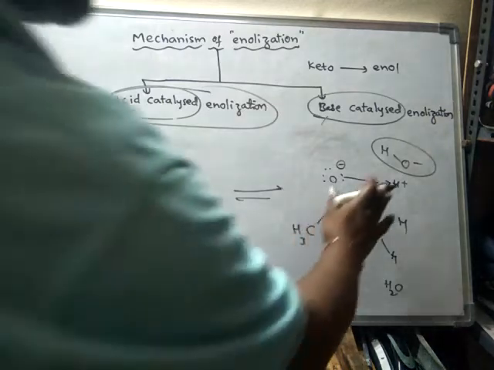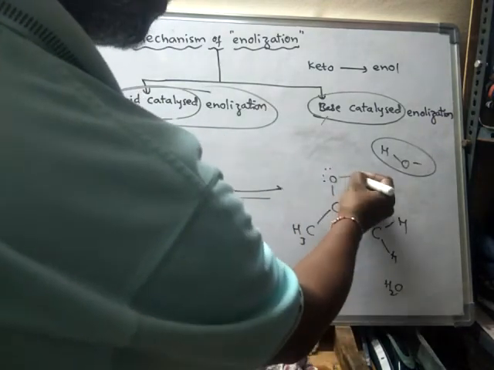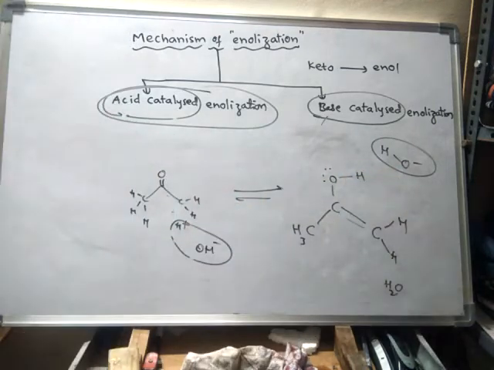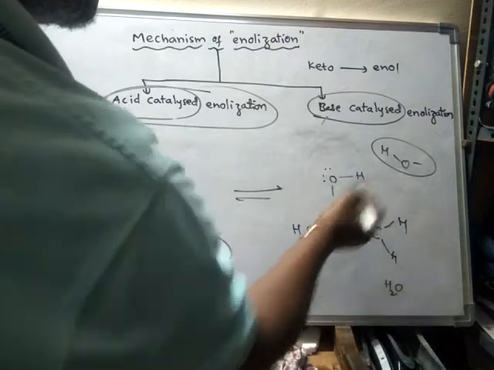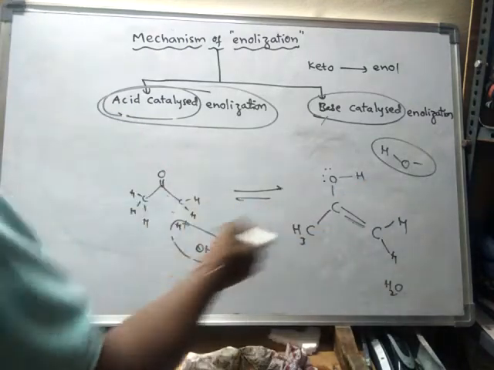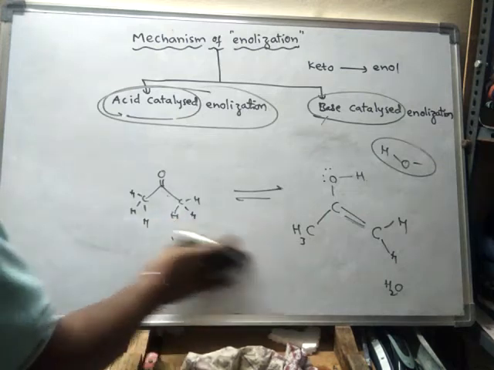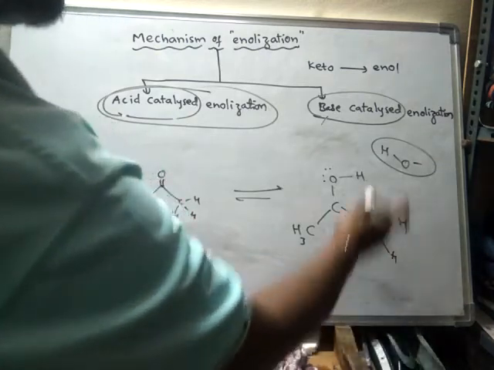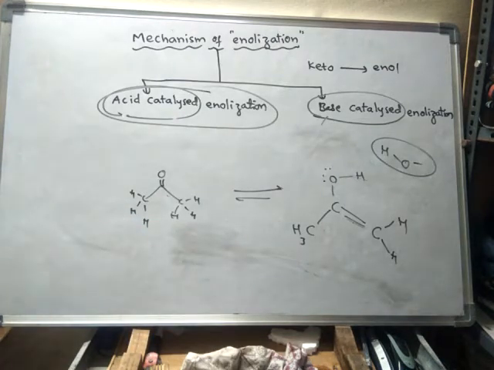And finally what happens? This electron pair is donated to this one, and finally it forms OH group. So now it is en and ol, enol. So keto form is converted into enol form due to attacking of OH minus ions and water molecules on this molecule. So this is the mechanism of enolization.